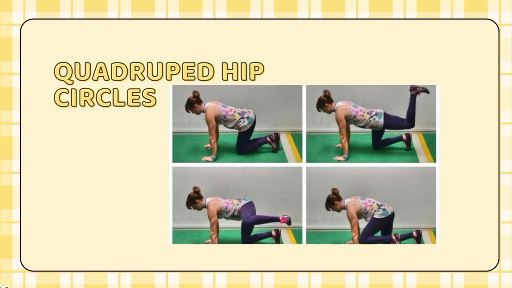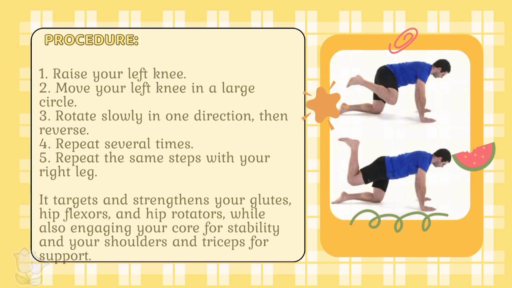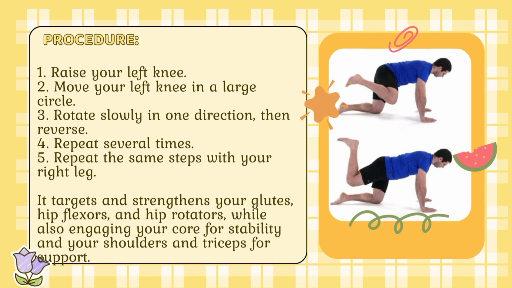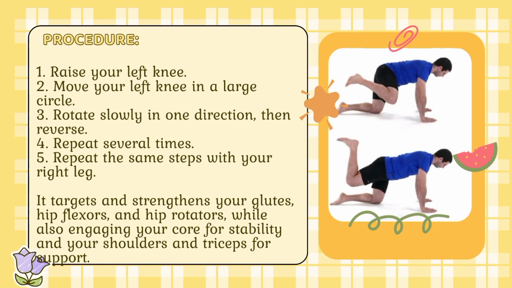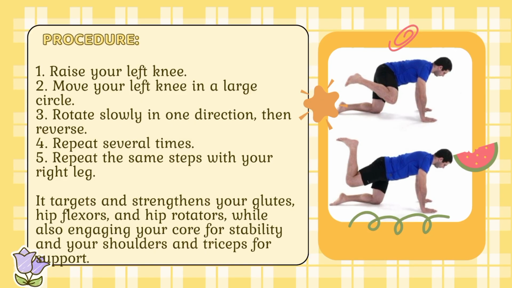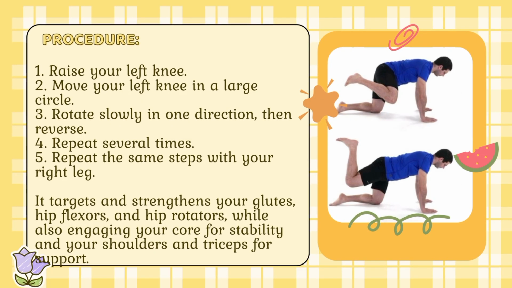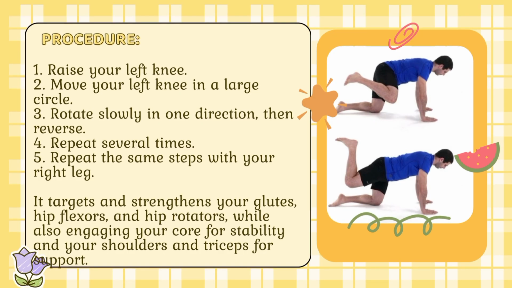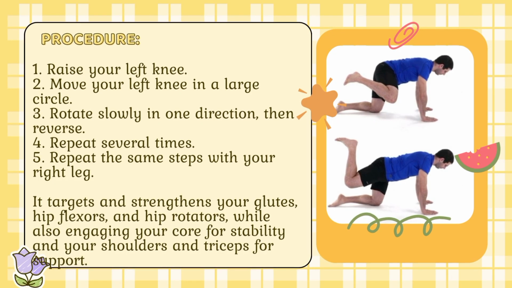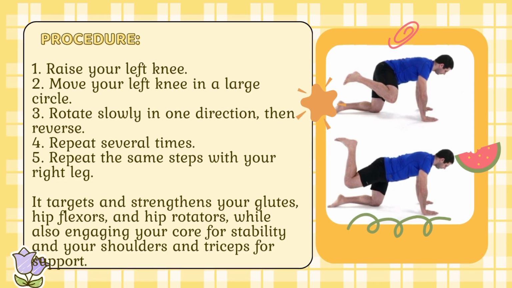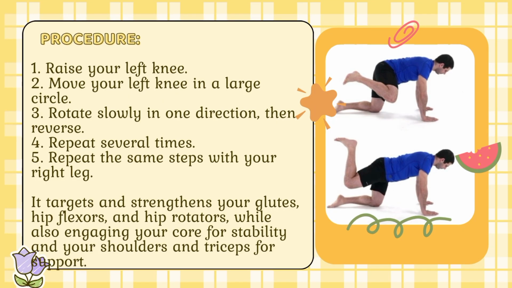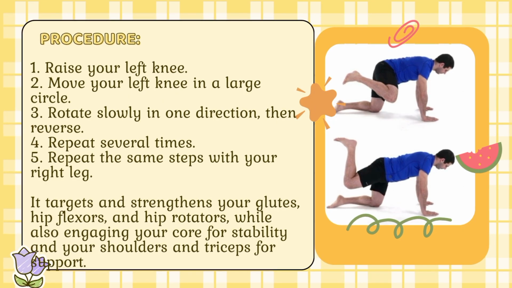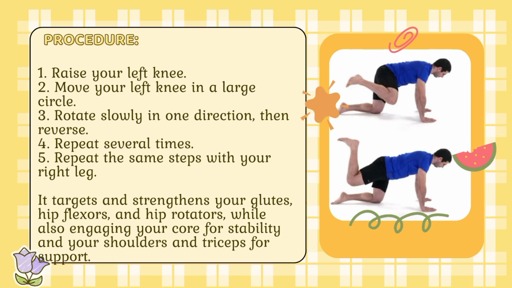The next is quadruped hip circles. To do the quadruped hip circles, first, raise your left knee. Second, move your left knee in a large circle. Third, rotate slowly in one direction, then reverse. Fourth, repeat several times. Fifth, repeat the same steps with your right leg.